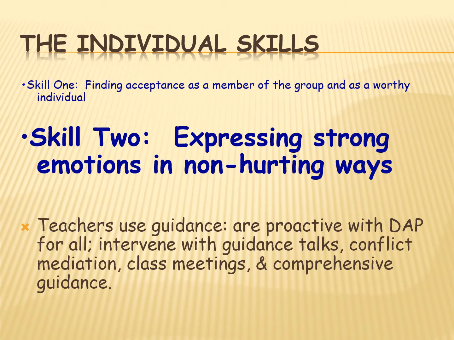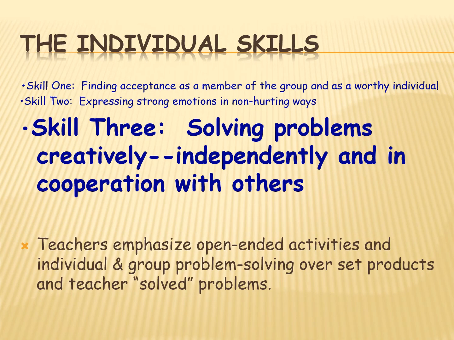Children need to be able to express strong emotions in ways that don't hurt other people. This is where our guidance comes into play. We are proactive. We teach in advance. What is appropriate? How do we intervene and when do we intervene? So think about guidance talks, conflict mediation. How are we using our meeting time or circle time? Are we using it to practice skills, or are we using it to recite days of the week? Both have value, but it's very important to think about the value of all of the topics and see where this group of children might be and what we need to be spending our time on.